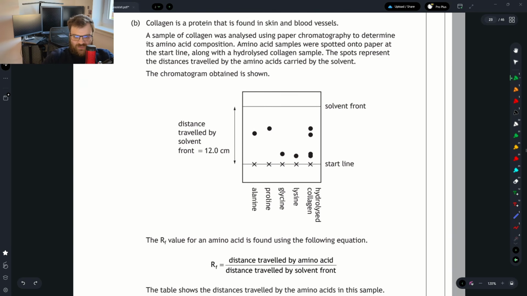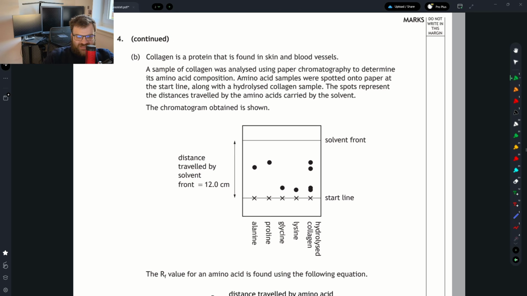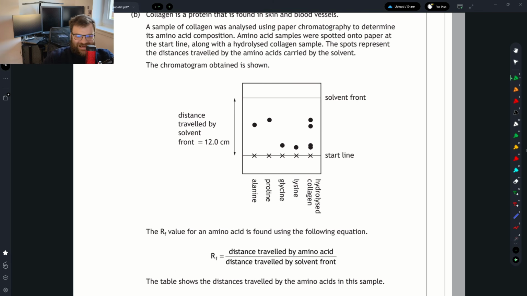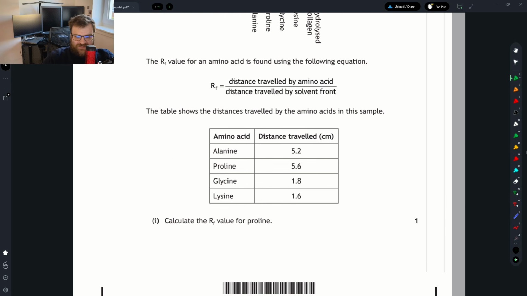Moving on, we are separating the amino acids in a sample of collagen protein. Then we've got our solvent carrying the different amino acids, and distances in chromatography. They've given us the values for how far each of the amino acids travelled, and they've given us the calculation to work out this retention factor.